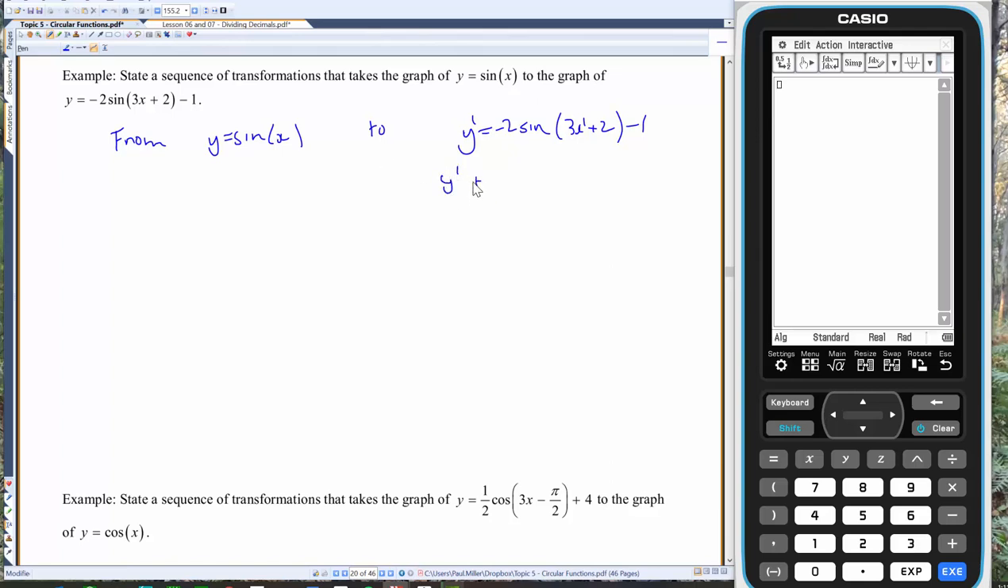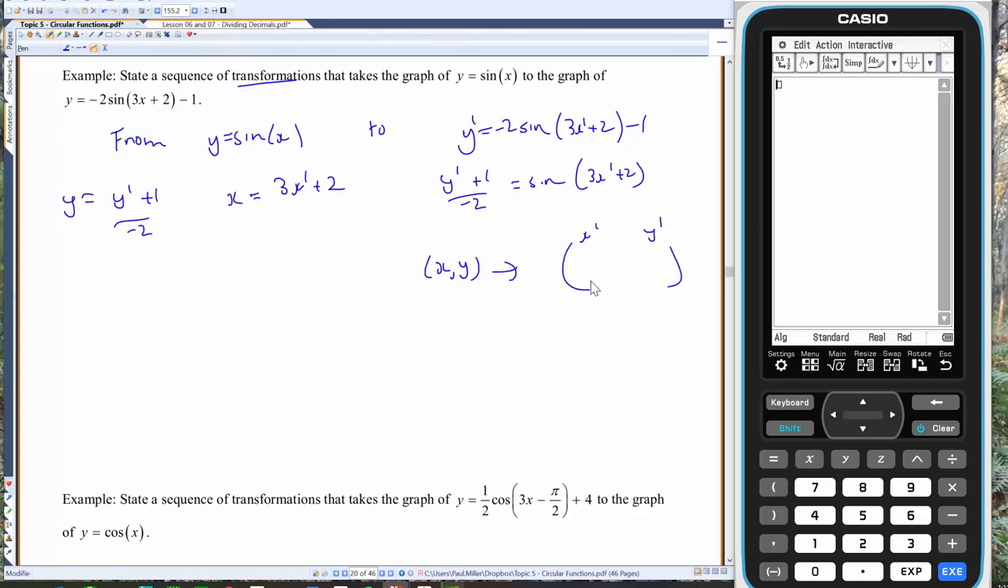All right, and what we'll do is get these ready for pairing up. So y dash plus 1 over negative 2 equals the sine of 3x dash plus 2. Now we're going to pair the y's with the y's: y equals y dash plus 1 over negative 2, and x equals 3x dash plus 2. Remember what we wanted to do was state the transformations. So x, y, x dash and y dash, these things here would be the transformations.